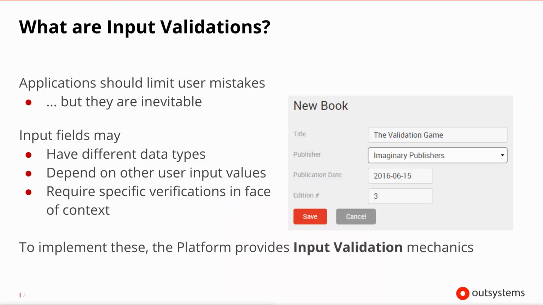Now, applications should try to limit the mistakes that the users make, but as much as you can try to do this automatically, they will happen. For example, input fields may have different data types that you want to enforce. You might require different values depending on what the user inputs on a different input, or even have specific verifications in face of the context. To help you implement these, the platform provides you mechanics to do input validation.